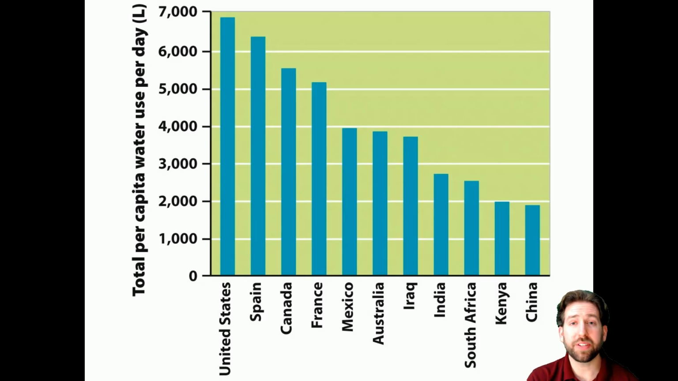So here is an image of the total per capita water use per day in liters. The United States has almost about 7,000 liters used per day per capita across the whole spectrum, and we are definitely the leader in that, followed by Spain and then Canada and France and so forth. But we definitely use a lot of water per day as a country.